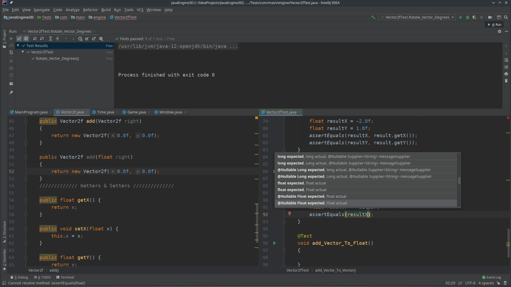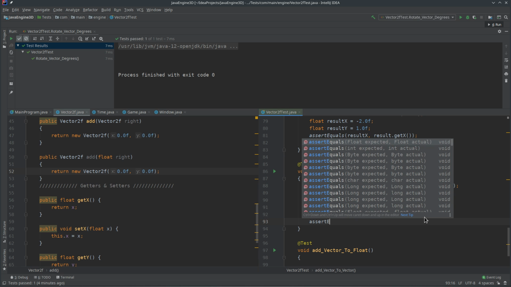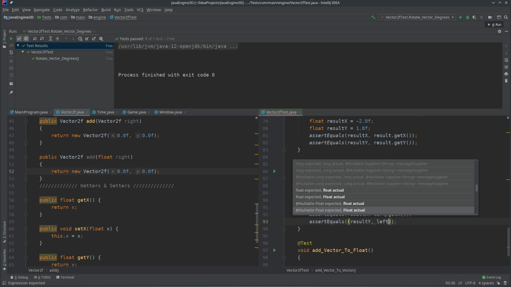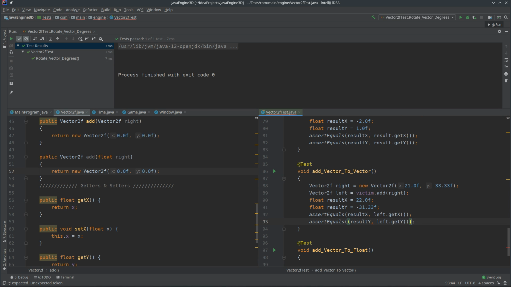You get into your own way of doing it, your own language. Equals, you'll have to get to the left dot get x, left dot get x. Ooh, missed it. And then again it's assert equals, and it's result y, and that's left dot get y. How many closes? Too many brackets that time. So why have I got extra brackets in here? Well, because I've typed them like a muppet.